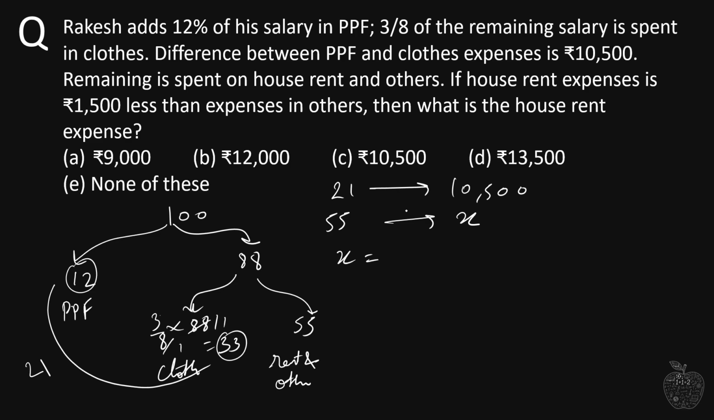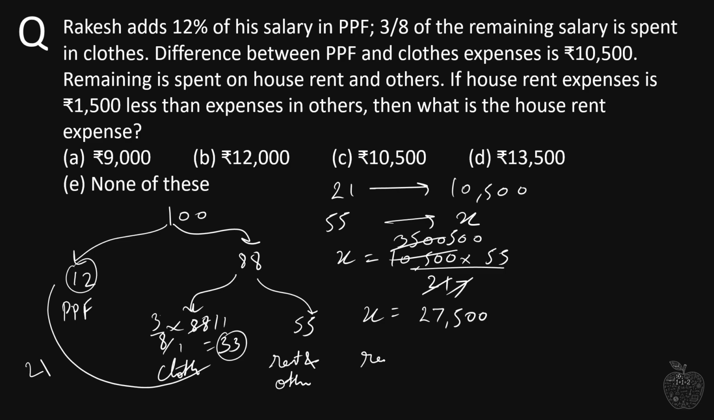So let's calculate for x here. We get x is equal to, we'll do cross multiplication, 10,500 into this 55 divided by 21. So we get 3 7s are 21, 3 3s are 9, 3 5s are 15, 0 0, 7 5s are 35, 0 0. So we have x is equal to 500 into 55, we get 27,500. All right. So we now know that x, his total expense on rent and others, is equal to 27,500. So rent expense plus others is equal to 27,500.